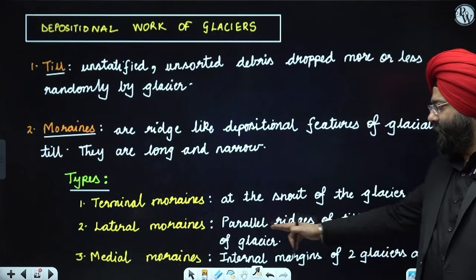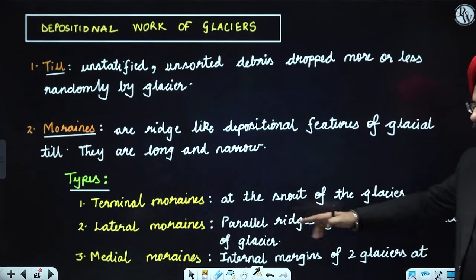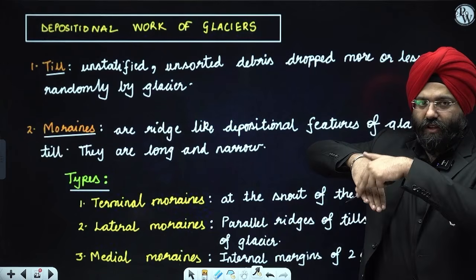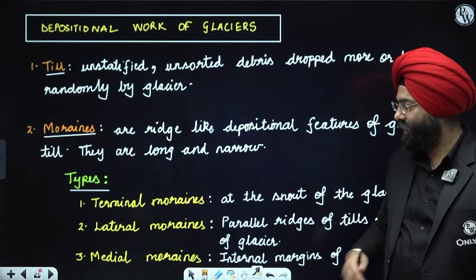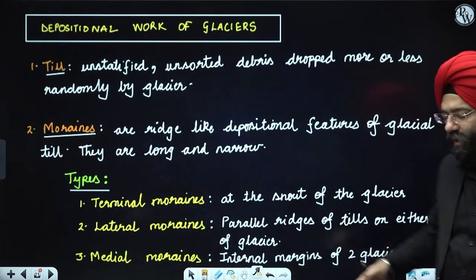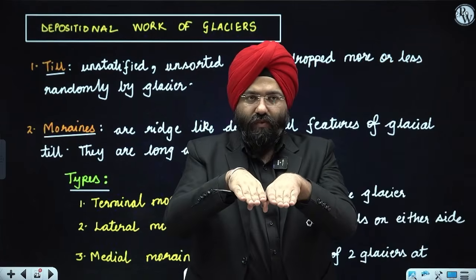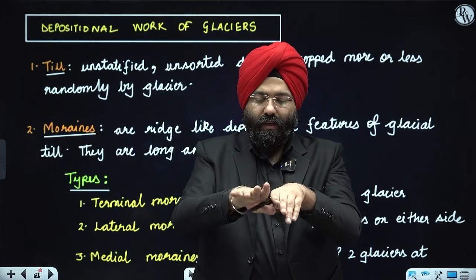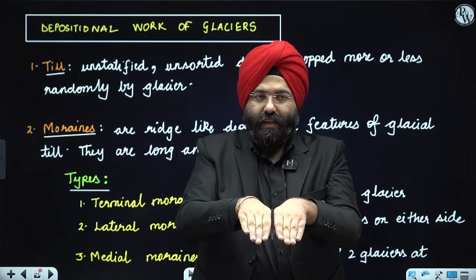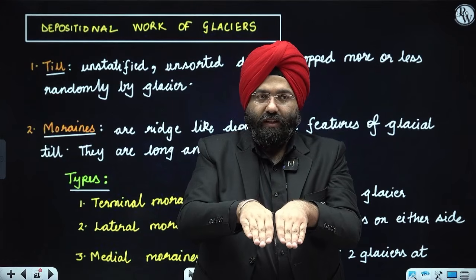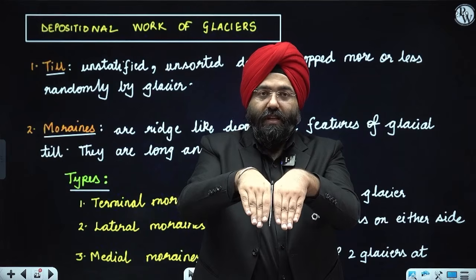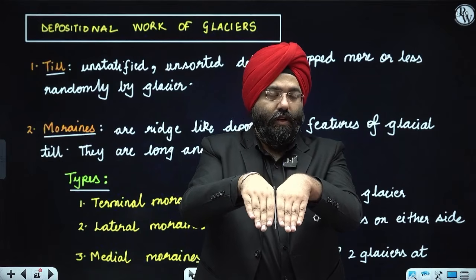Lateral moraine: parallel ridges of till on either side of the glacier. This is the glacier. On this side there are certain morainic deposits, and on this side also there are morainic deposits. These are known as lateral moraines. Medial moraine: the interglacial margin of two glaciers. Supposing two glaciers are moving, between them, let us see this black pen. Can you see? The black pen is like a deposition between the two glaciers that are moving down, right? This is known as a medial moraine because it is between two glaciers that are moving down.